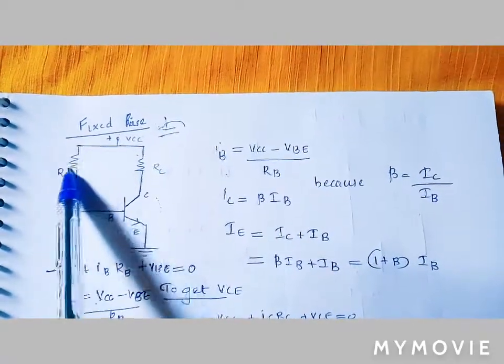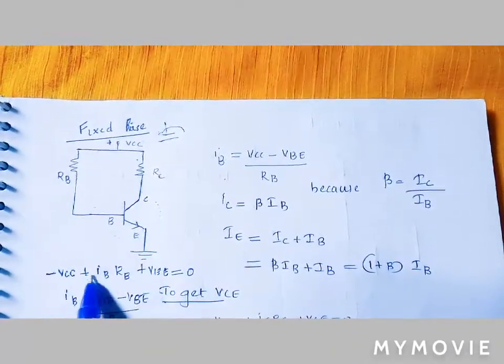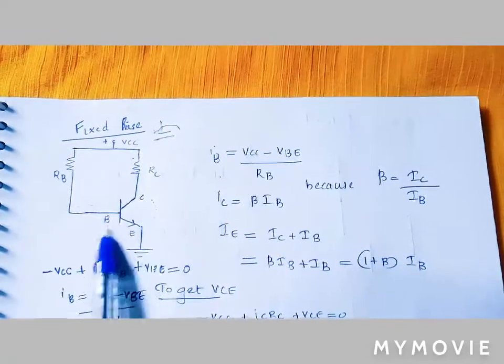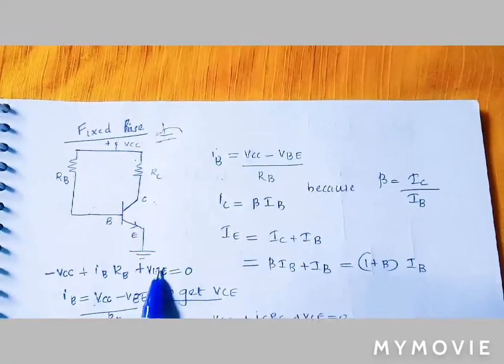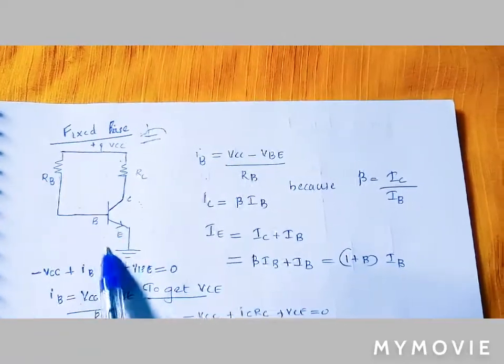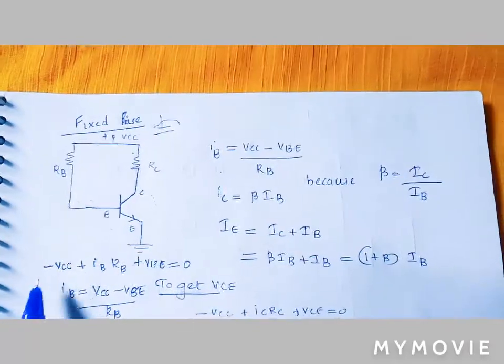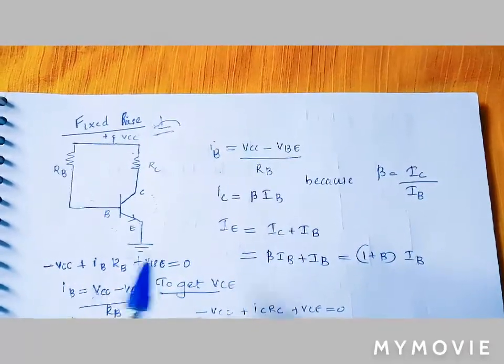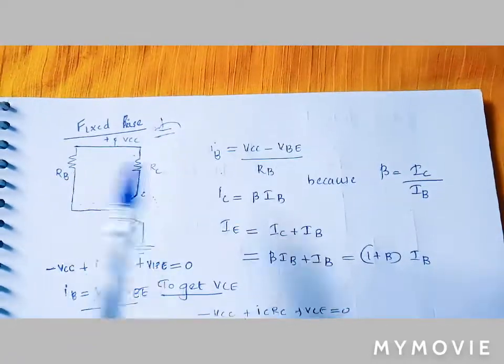And here the resistance voltage, we know that current into resistance is the voltage, that is IB into RB. Here also a potential, that is the base emitter voltage, VBE. So this loop is complete. The algebraic sum of voltages is equal to 0. So from that we get the base current. This is the basic idea. I think you understand these things.